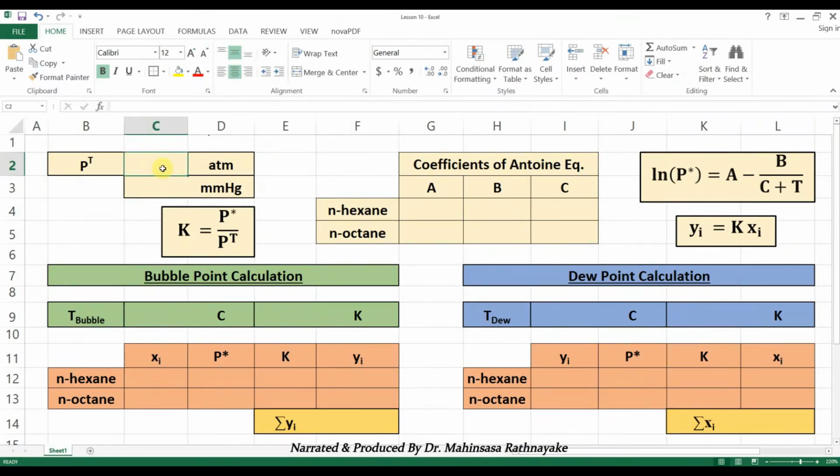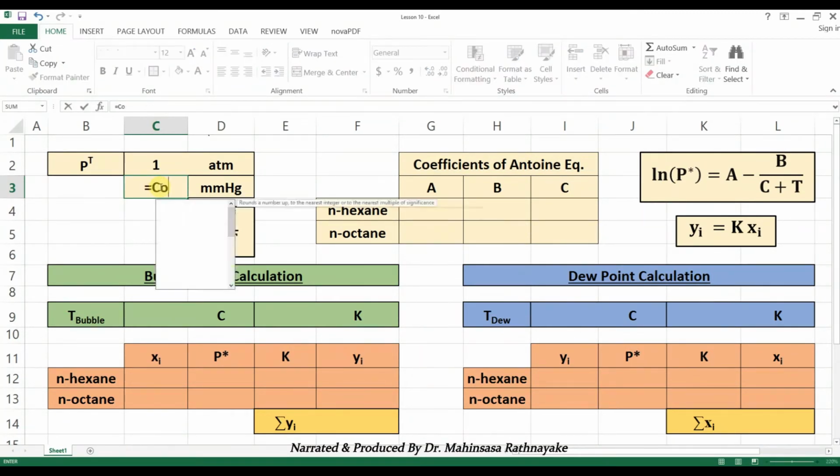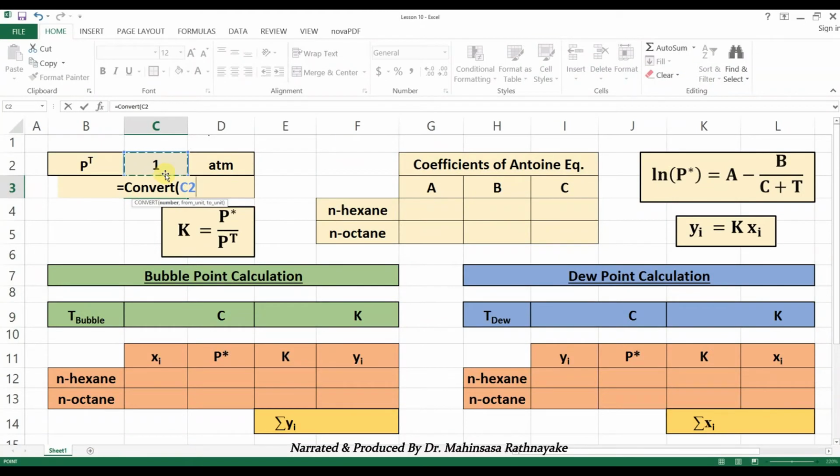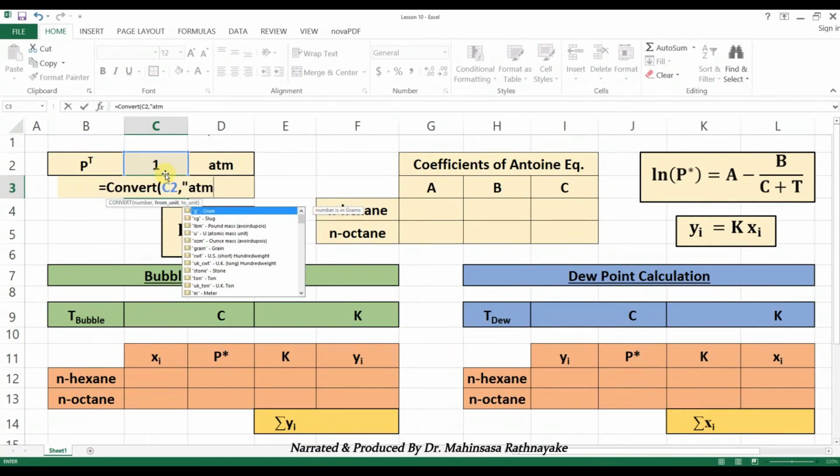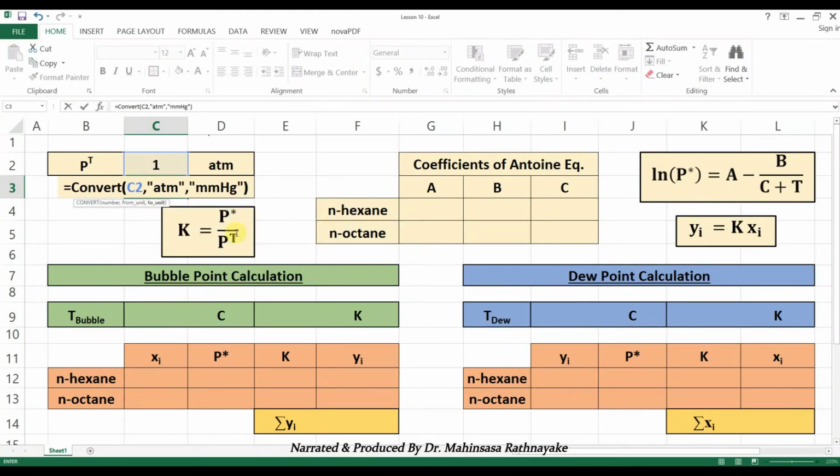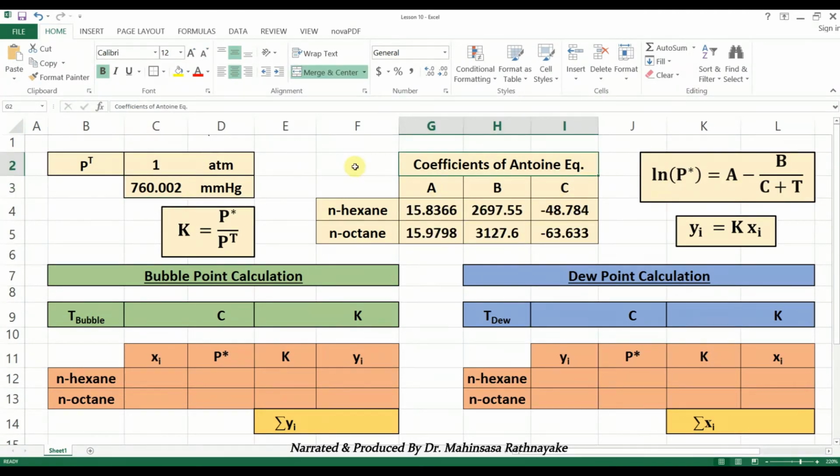First, let's enter the given data for this problem. The total pressure is 1 atm. But the vapor pressure calculated from Antoine equation is in millimeters of mercury. So we can convert the total pressure into millimeters of mercury. We can see the A, B and C constants of the Antoine equation for N-hexane and N-octane. So we don't need to look at the charts to find the A, B, C constants.